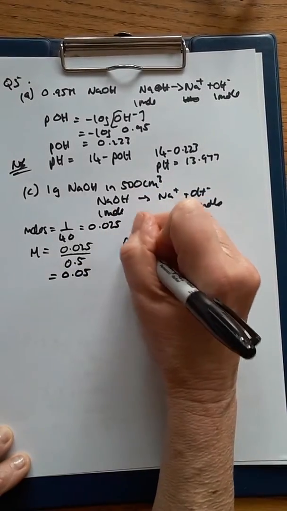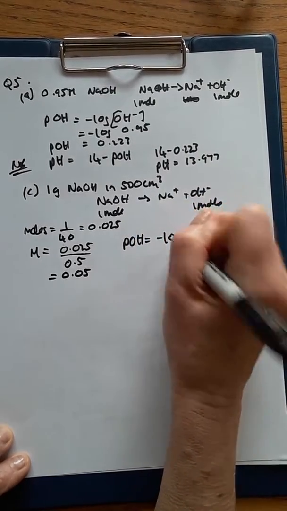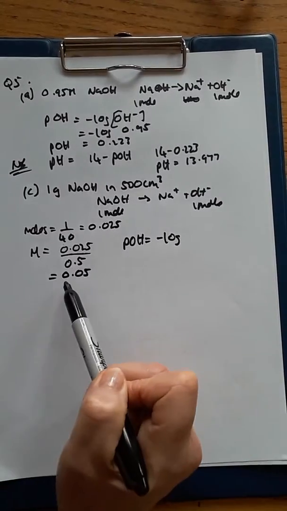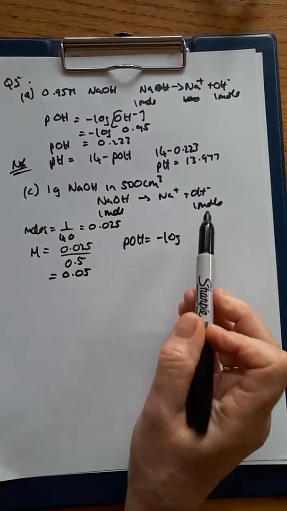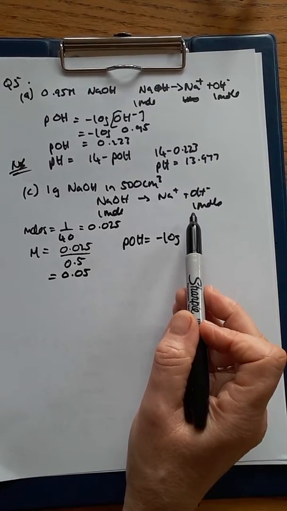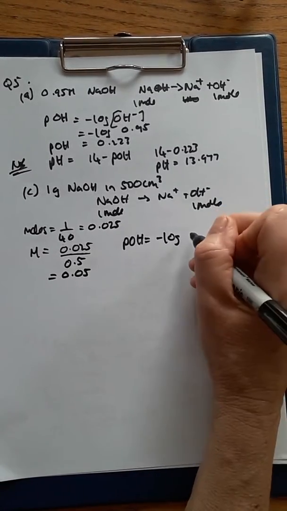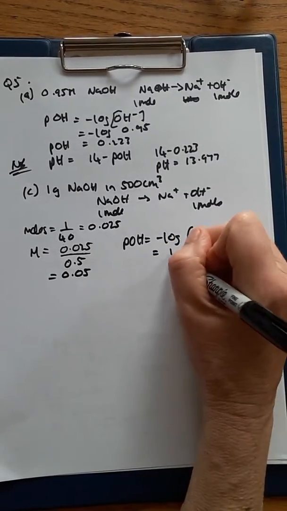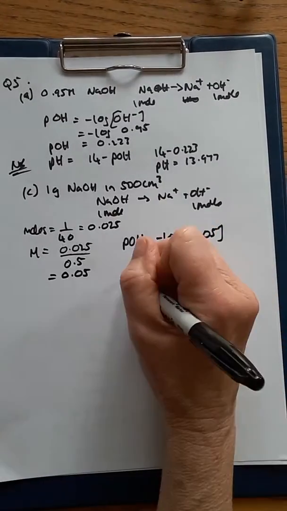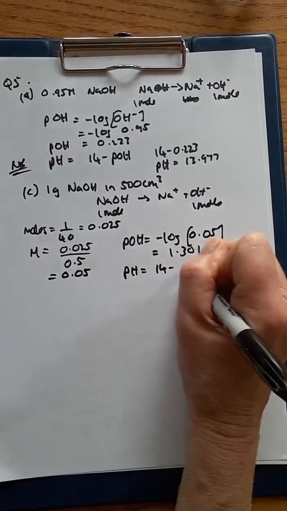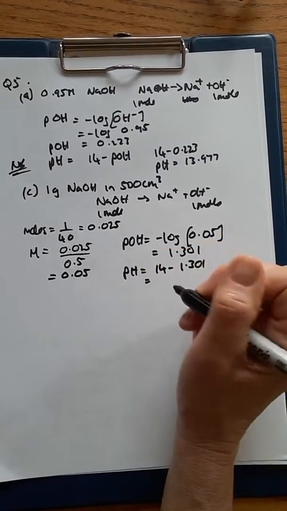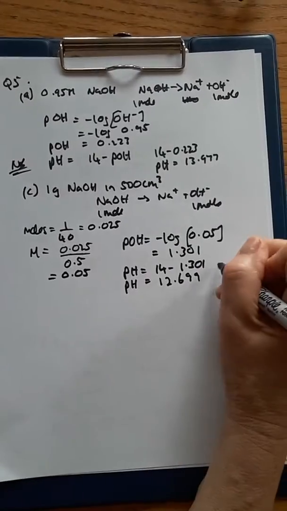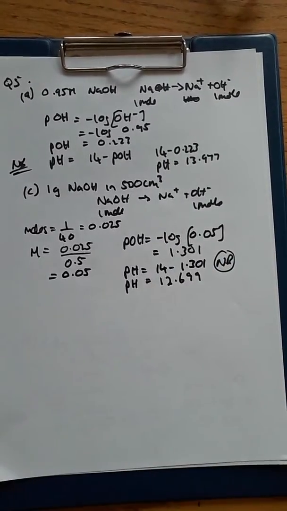So my pOH is going to be minus the log. So 1 mole of base will give me 1 mole of OH minuses. So 0.05 moles of base will give me 0.05 moles of OH minuses. So I'm going to get minus the log of 0.05, and when I do that, this becomes 1.301 when I hit that into the calculator. The pH is 14 minus 1.301, and that's going to give me a pH of 12.699. Again, don't forget this line here, subtract it from 14.